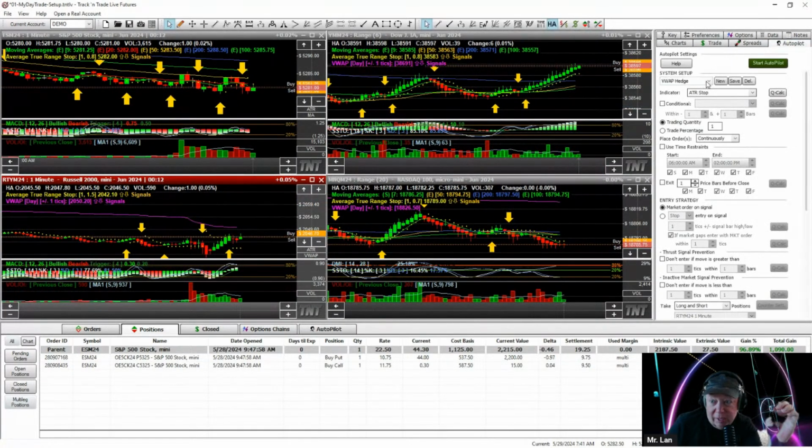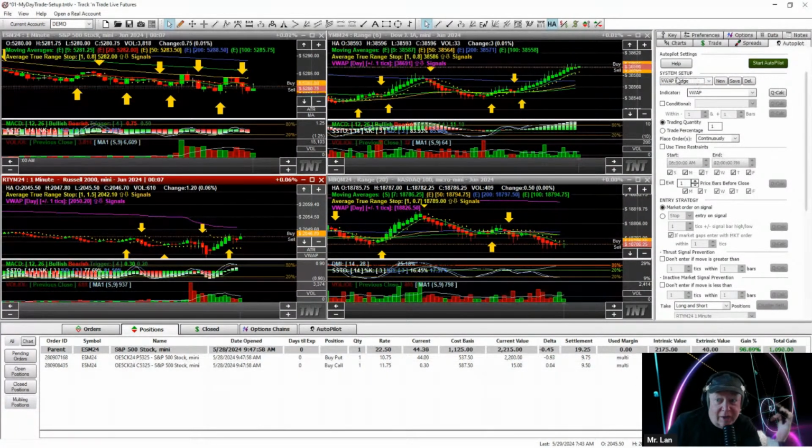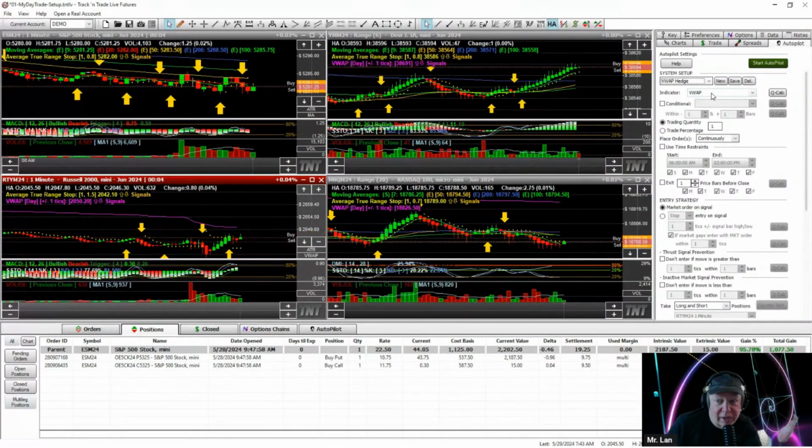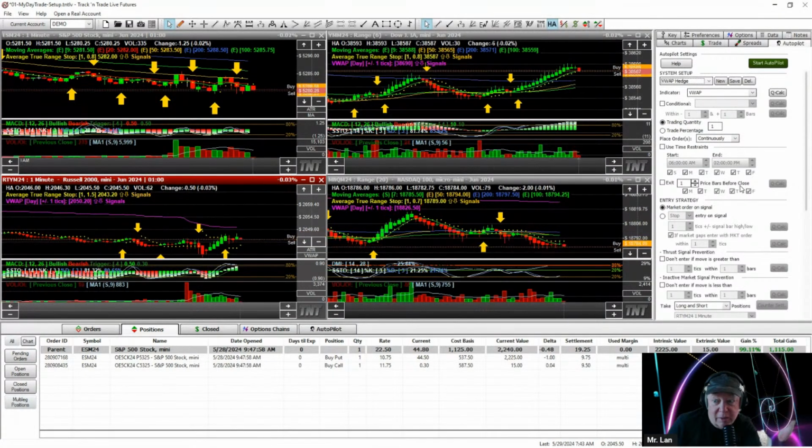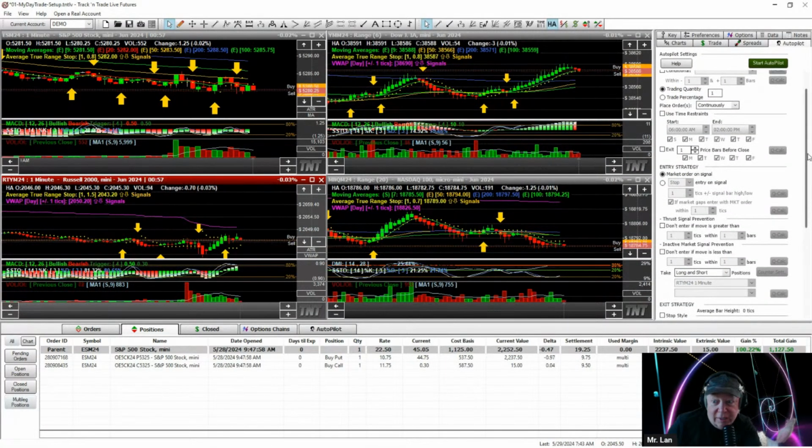So I'm going to come over to the autopilot and I'm going to turn it on here. VWAP hedge is what I've got it called. Now I named that myself. We come in here, indicators, the VWAP. And I'm just going to trade quantity 1 and there's no time restraint on it. I'm just going to be around today to watch it.